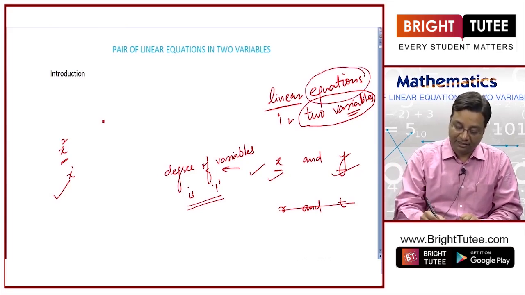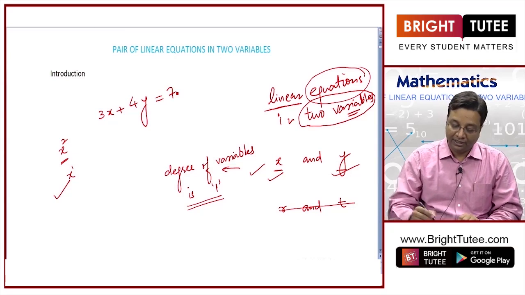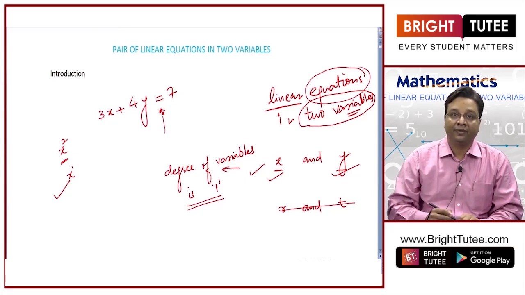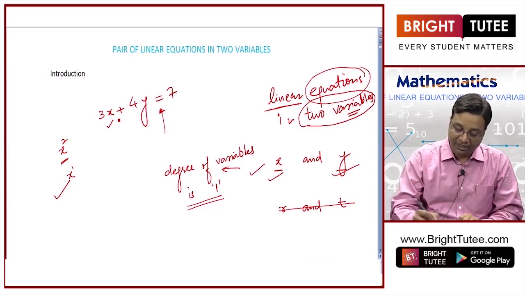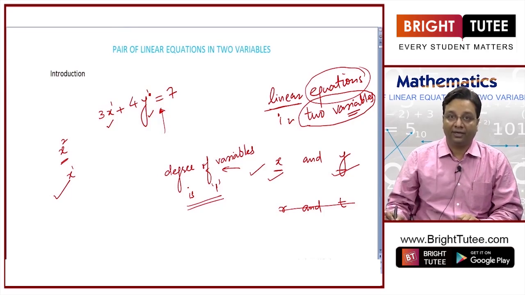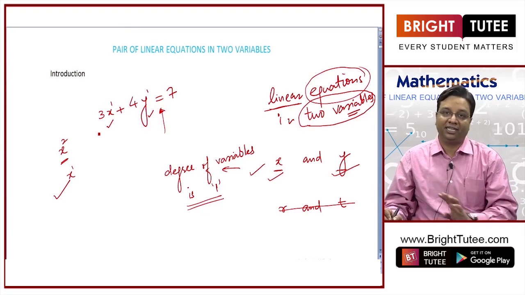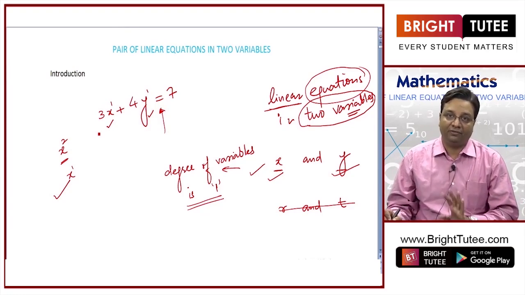Okay, let us take an example. If I take 3x plus 4y equal to 7. Okay, now this is an equation because there is an equality sign here, right? And powers of these variables is 1 each, right? So this is a linear equation in two variables, and the variables I have selected are x and y.